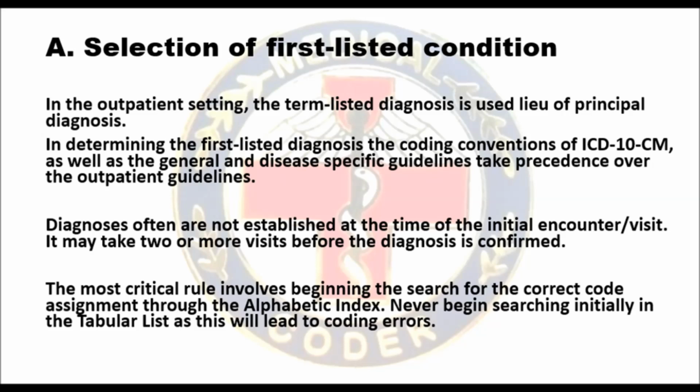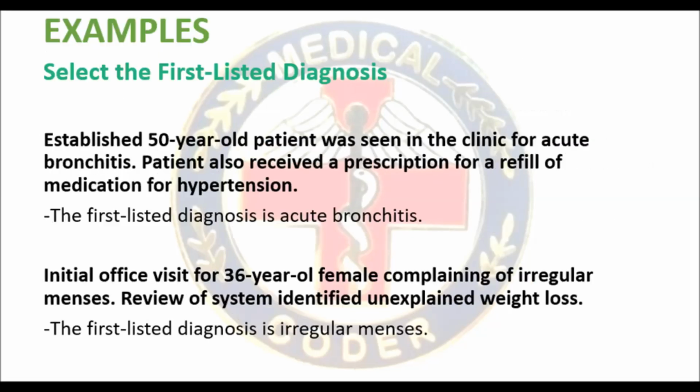The most critical rule involves beginning the search for the correct code assignment through the alphabetic index. Never begin searching initially in the tabular list, as this will lead to coding errors.